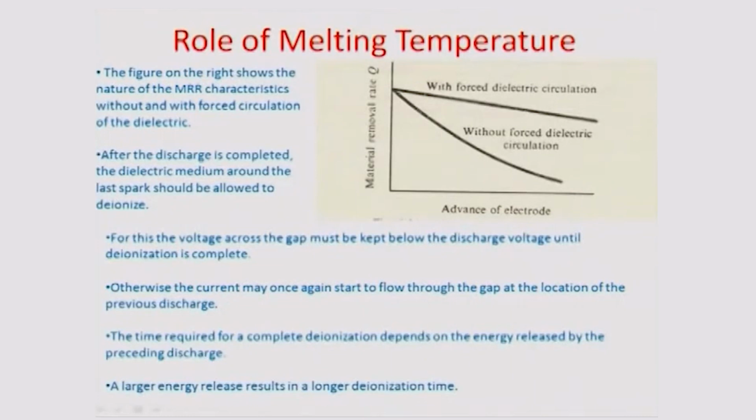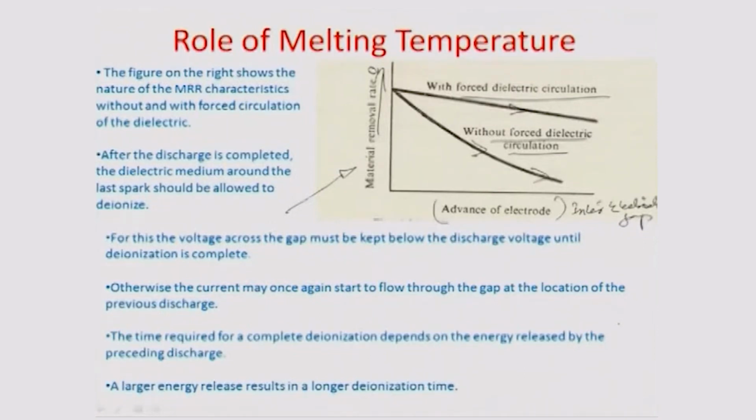In fact, if you look at this trend here, it shows with and without forced dielectric circulation what the repercussions are. The material removal rate without forced circulation, as you are seeing, really goes down as the electrodes advance towards each other. This is the inter electrode gap that we are talking about, IEG. The material removal rate goes down fast without the circulation, but it is arrested and does not go down that fast if there is forced dielectric circulation.